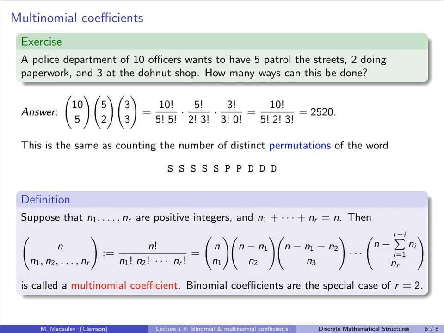These are called multinomial coefficients, and binomial coefficients, notice, are the special case of r equals 2. So using this notation, we would actually write a binomial coefficient as n choose k, comma, n minus k, but that's kind of silly. There's no reason we would ever do that when we could just instead write n choose k.